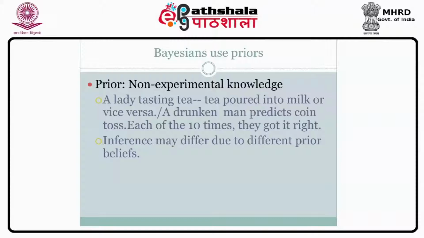Now what happens here? You see that rational people always think that it is very difficult to say whether, when you toss a coin, you get head or tail. It's very difficult to predict because the chance is 50-50 whether head will come or tail will come, right? Or it's very difficult to say whether tea was poured into milk or milk poured into tea, right? But in both cases, the lady and the drunken man predict rightly.